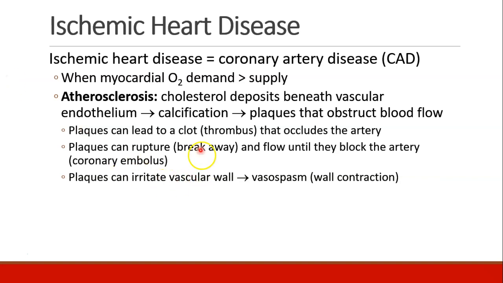The plaques can actually lead to a clot, which we would call a thrombus, that occludes the artery, or the plaques can rupture and break away from the wall and flow until they block the artery. A traveling plaque is usually called an embolus, so this is a coronary embolus. Plaques can also irritate the vascular wall and lead to vasospasm, making the arterial wall contract. Once again, having the same effect: all of these decrease flow of blood to the heart and cause ischemia of a portion of the myocardial tissues.